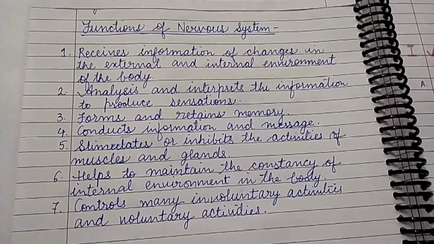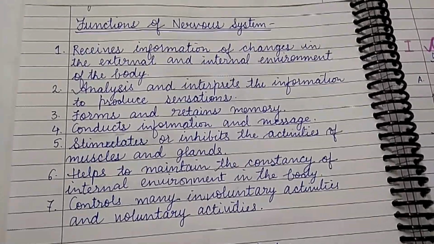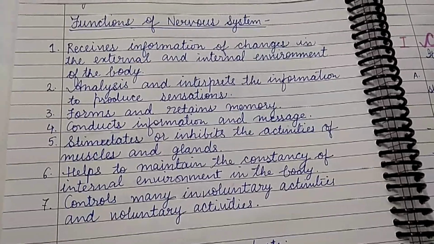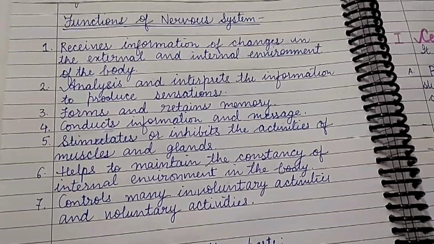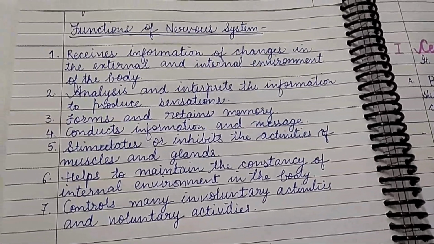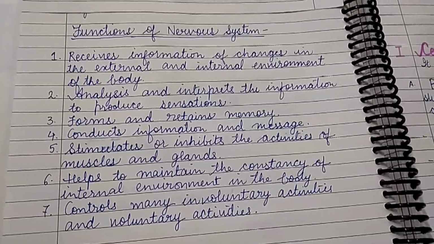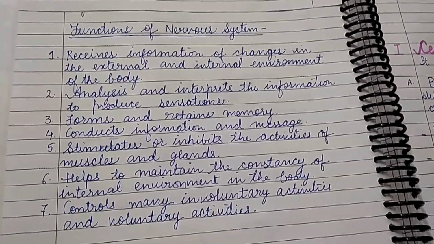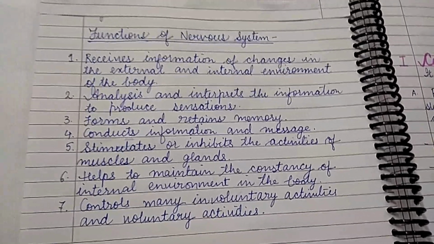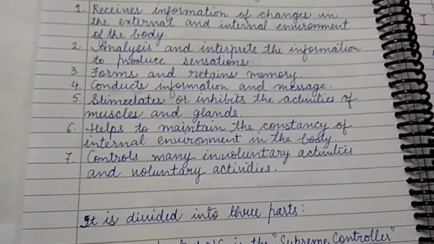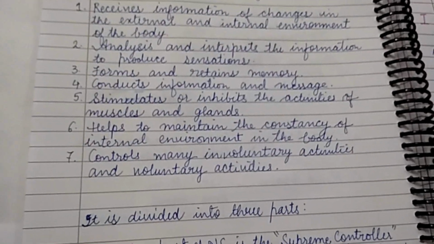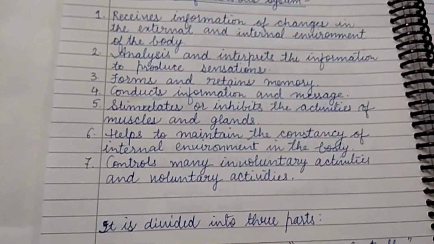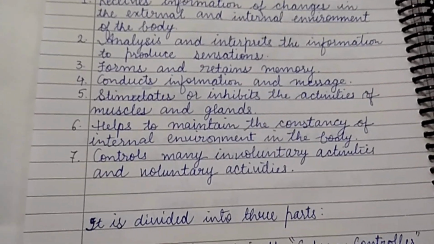Involuntary means that are not under our control, for example, heartbeat, movement of food in the alimentary canal, breathing. These are involuntary activities. And voluntary activities which we can control, for example, running, walking, eating, and all the day-to-day activities which involve your muscles and brain. So the whole nervous system works like a complete unit in the body by coordinating different activities.